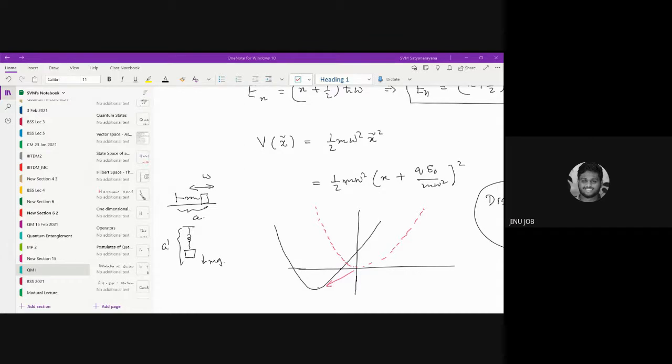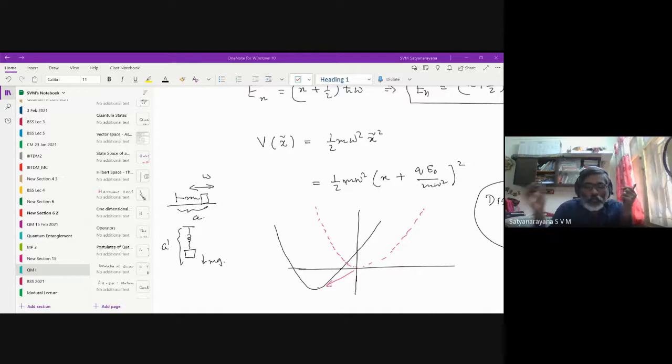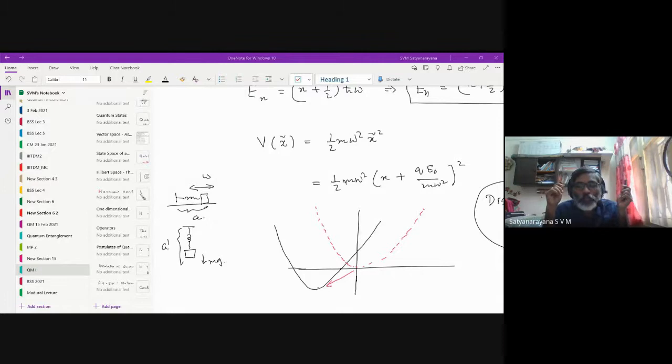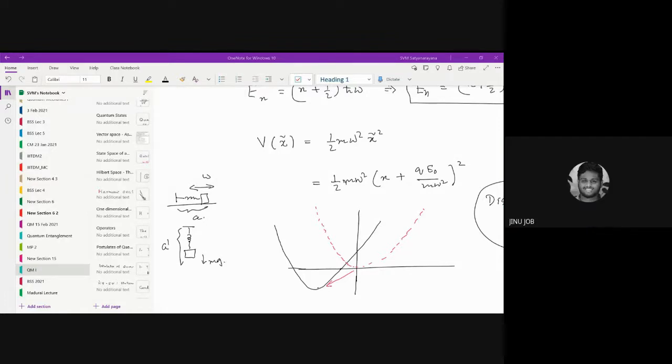So, sir, can we conclude it's due to the symmetry of the potential? No, it's not due to the symmetry of the potential, because symmetry is a very general idea. I can construct many symmetric potentials, but not all of them will have this equispacing. Equispacing is a very special property of the harmonic oscillator. Okay, sir.